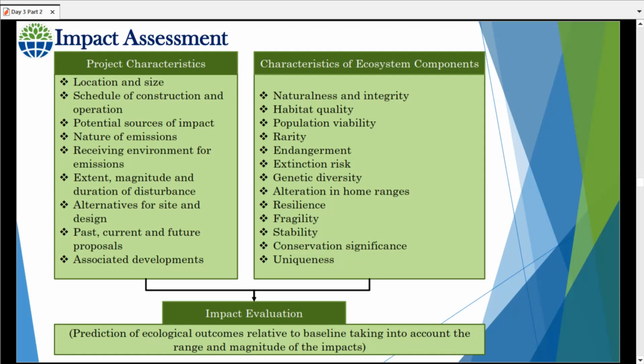For the ecosystem components: naturalness, integrity, habitat quality, population variability, rarity, endangerment, extinction, genetic diversity, alteration in home range, beta diversity, gamma diversity, alpha diversity, resilience, feasibility, stability, conservation significance, uniqueness. These are the parameters we need to look into in the ecosystem components for assessing the ecological impact. On the basis of these parameters, we have to predict the ecological outcome, the ecological impact due to the developmental activity on a piece of land in that area.